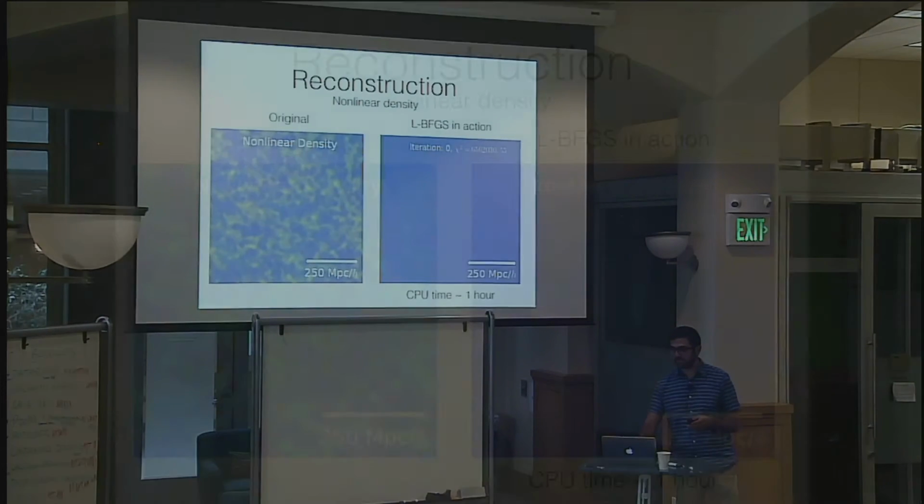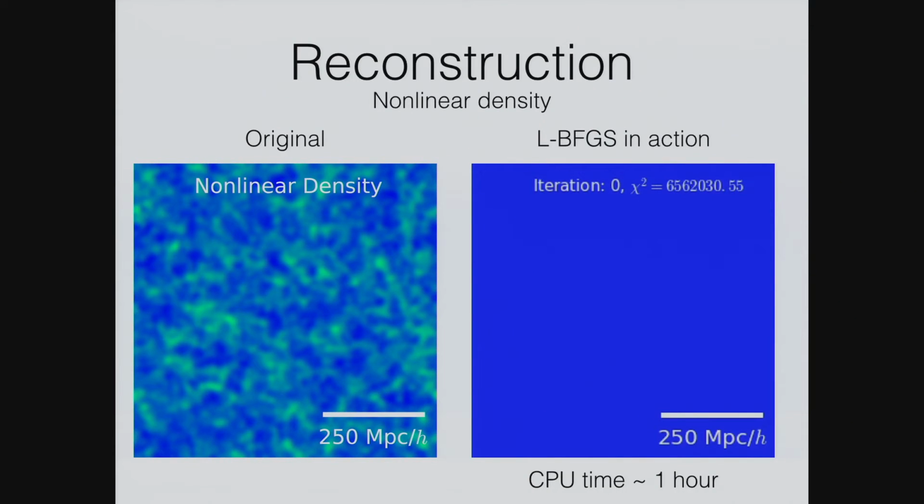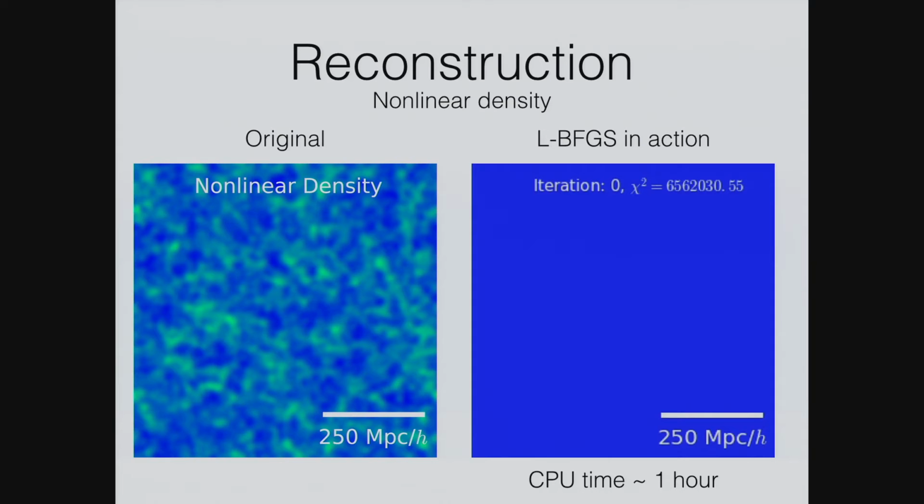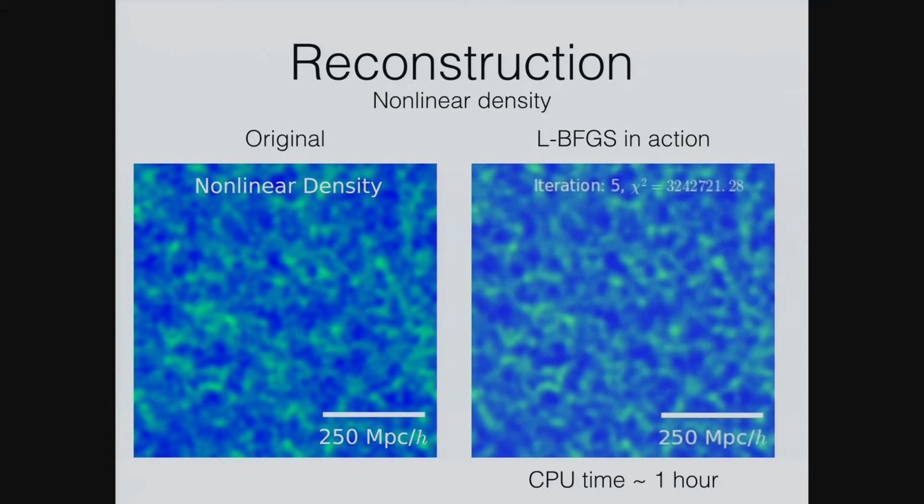So again, a similar movie for reconstruction. I start from 0, no information. I should say that this is a 128 cubed box, so it's about 2 million dimensions. So this is optimization in 2 million dimensions, and let's see how that works. It's kind of cool. It's sort of trying to find all the structures. And after about 30 iterations, it's basically there. Chi-square keeps decreasing, but you can't see that anymore.